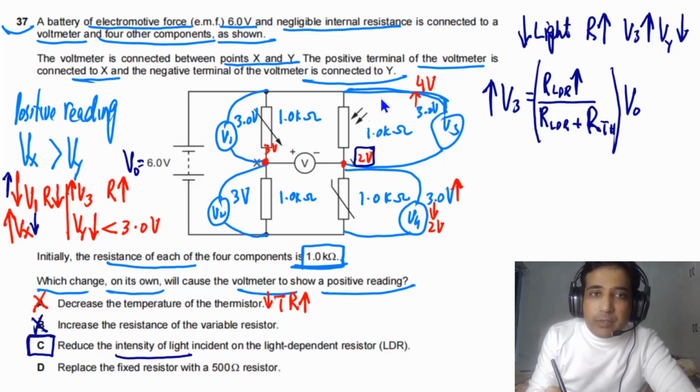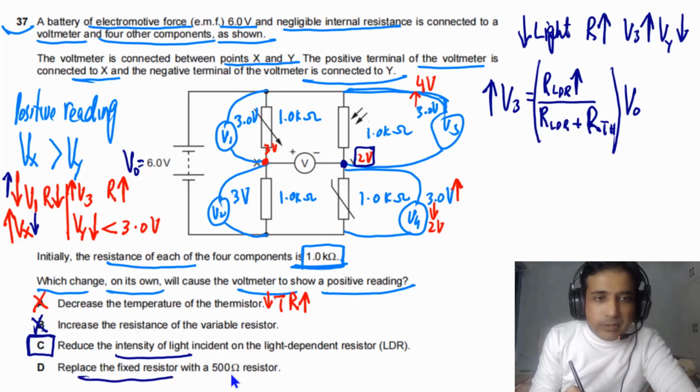So if the light level goes down, the resistance of this one will increase. The potential drop across this one will be higher, so the reading at this point will go down. Potential will decrease here. As this one is lower than this one, the reading on the voltmeter will be positive. So this is the answer.